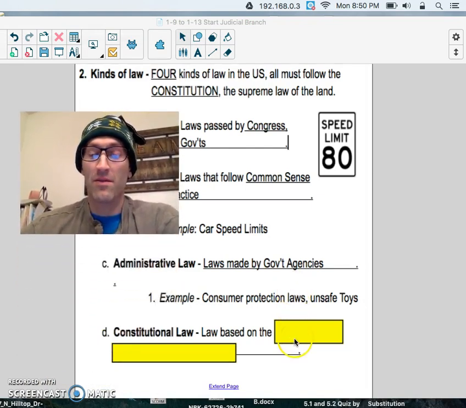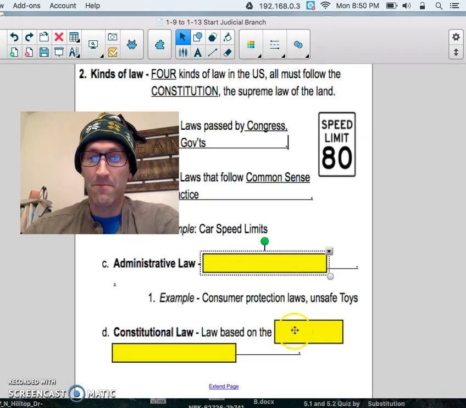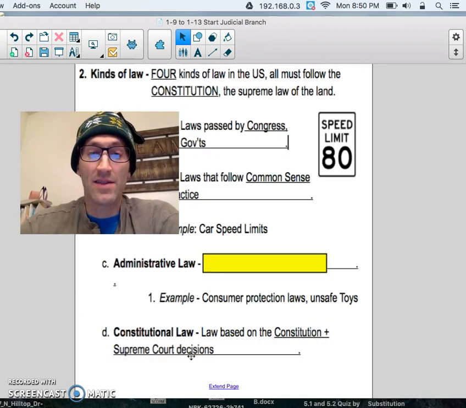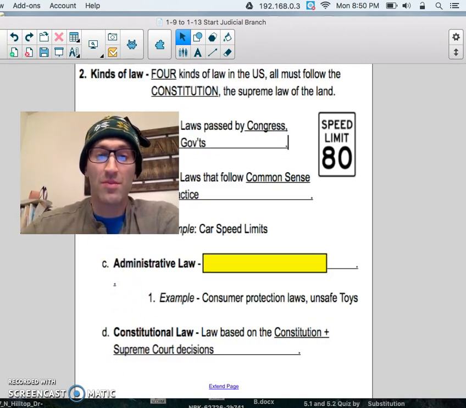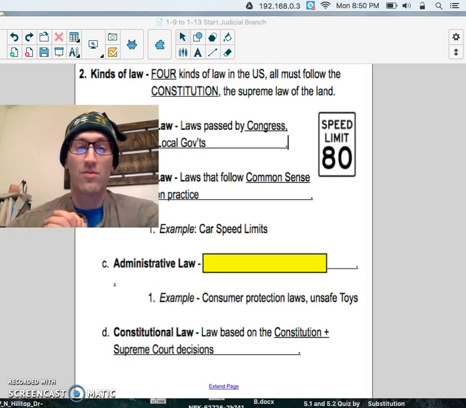Constitutional law is type of law number 4, and this is, I keep doing that. This is law that's based on the Constitution and Supreme Court decisions. Supreme Court decisions, remember, interpret the law, and they can kind of change laws that were once put into practice.